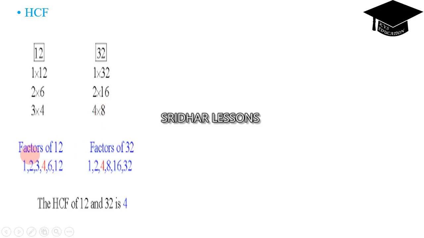So if we summarize, the factors of 12 are 1, 2, 3, 4, 6, 12. And the factors of 32 are 1, 2, 4, 8, 16, and 32. So the common factors are 1, 2, 4. Out of which the highest common factor of 12 and 32 is 4. The HCF of 12 and 32 is 4.